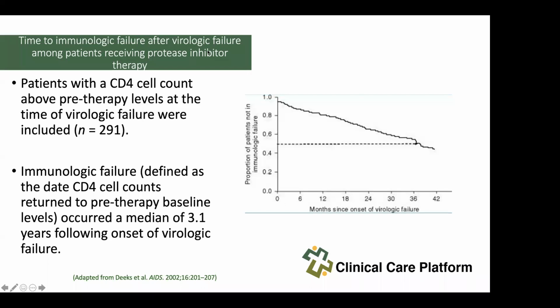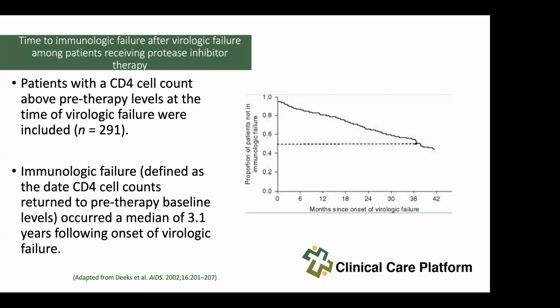In this particular study, they were just looking at patients who are on protease inhibitor treatment. Then you would see that it takes about 3 years. So if someone develops a high viral load on lopinavir, ritonavir, it would take them about 3 years before they get some clinical treatment failure or some features of treatment failure.